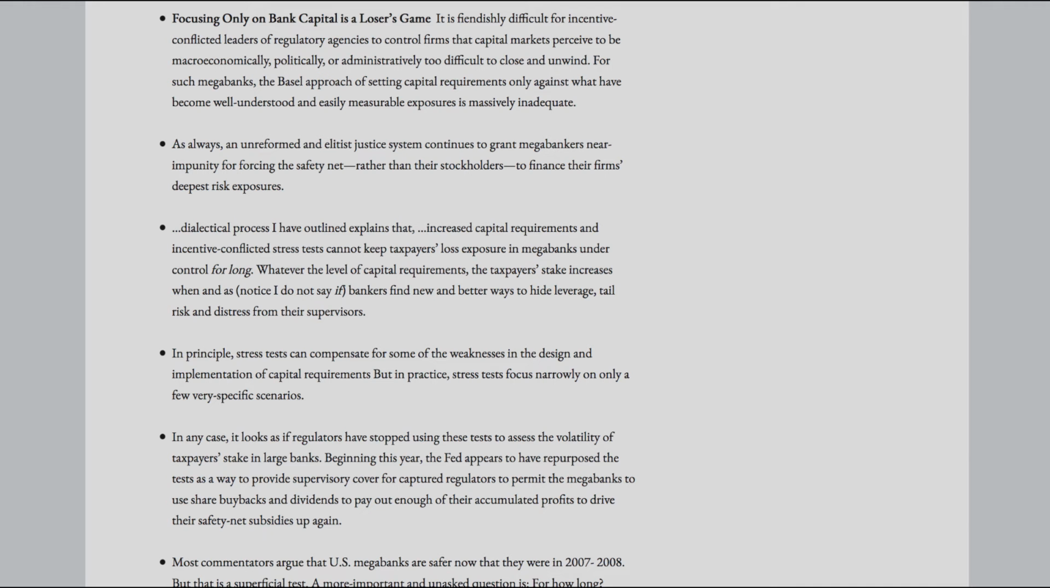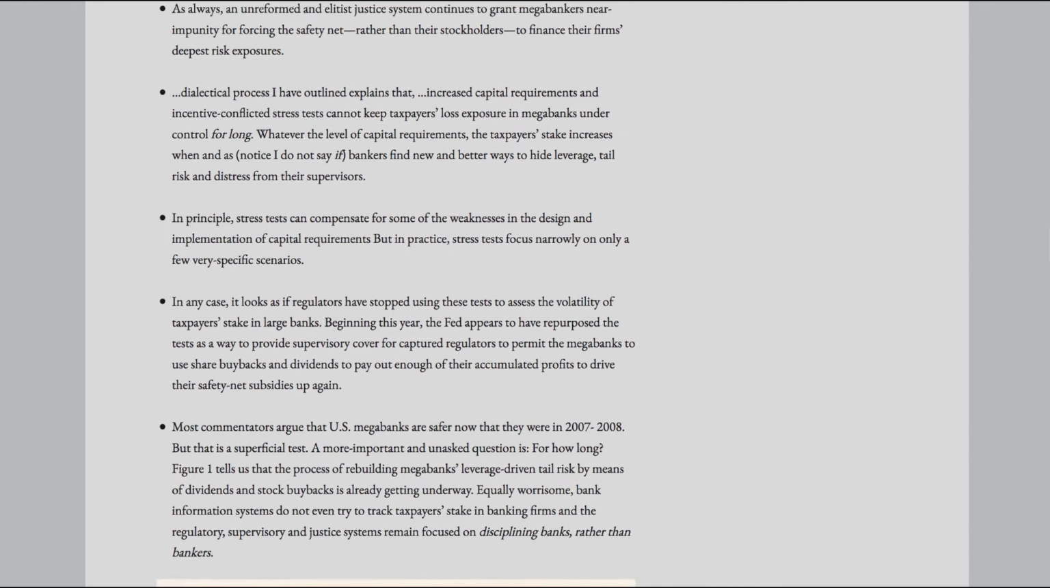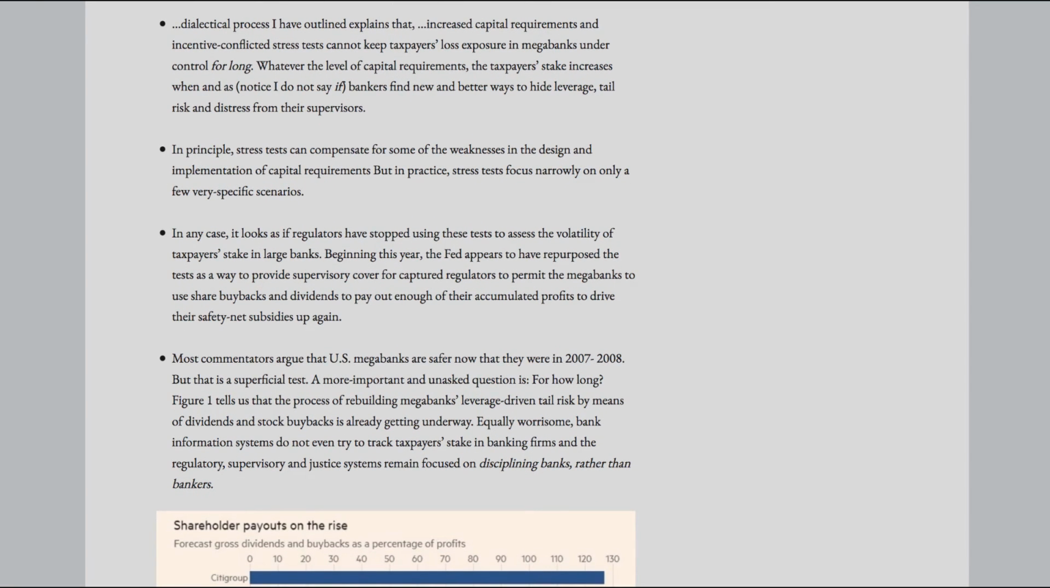The dialectical process I have outlined explains that increased capital requirements and incentive-conflicted stress tests cannot keep taxpayers' loss exposure in megabanks under control for long. Whatever the level of capital requirements, the taxpayer's stake increases when and as, notice I do not say if, bankers find new and better ways to hide leverage, tail risk, and distress from their supervisors.